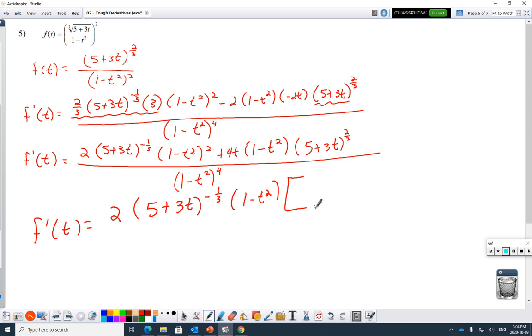I factored out the 2, that's gone. 5 plus 3t to the negative 1/3, that's gone. And I took one of the 1 minus t squareds. All I have left is 1 minus t squared. Look how lovely that is inside the brackets. Next term, I took out the 2. I'm left with the 2t. I took 5 plus 3t. Oh, I took out the 1 minus t squared. I took out the whole thing.